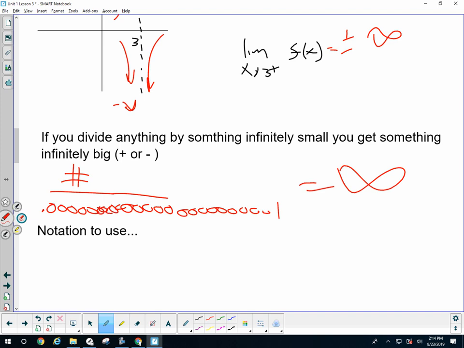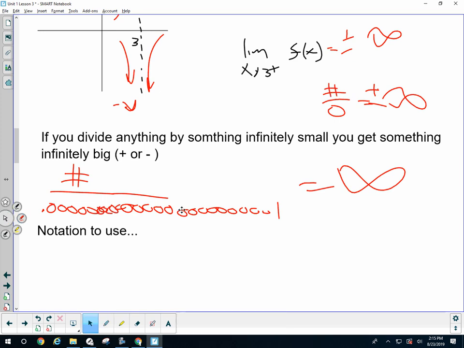That is why you see a number over 0, that is an indication that we're talking about our infinities. That is an indication of it being a vertical asymptote. That is why I told you, if you see a number over 0, it's going to be a vertical asymptote, not a hole.